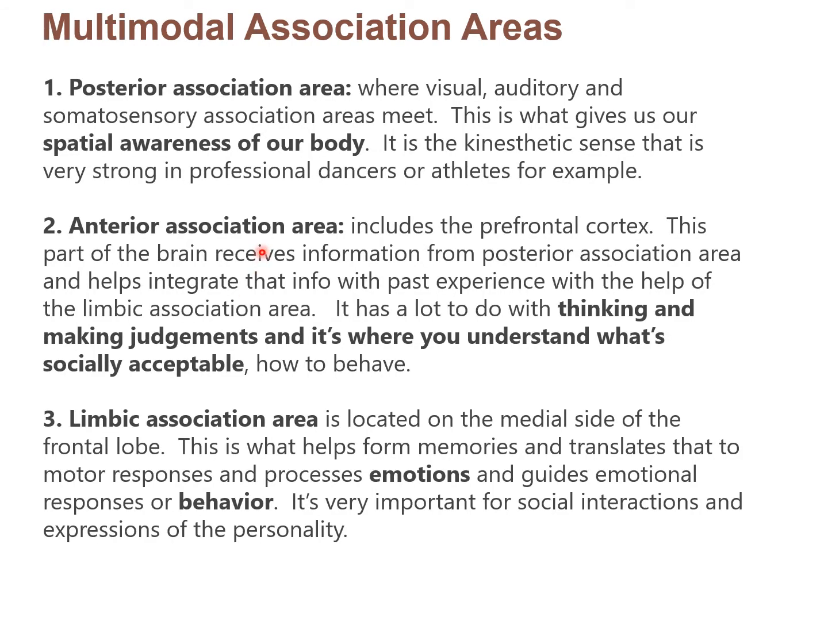I added this slide last semester because there were some questions on the final which I didn't cover before. So I bold typed basically your key phrase that you need to know. Posterior association area, that's spatial awareness of your body, where the anterior association area is thinking and making judgments, and where you understand what's socially acceptable. So kind of match those two areas with a function. Limbic system, of course, we already covered, emotions and behavior. So when you're making your flashcards, which would be a great thing to do, there's your key words or your key phrases for each part of the brain on the slide.